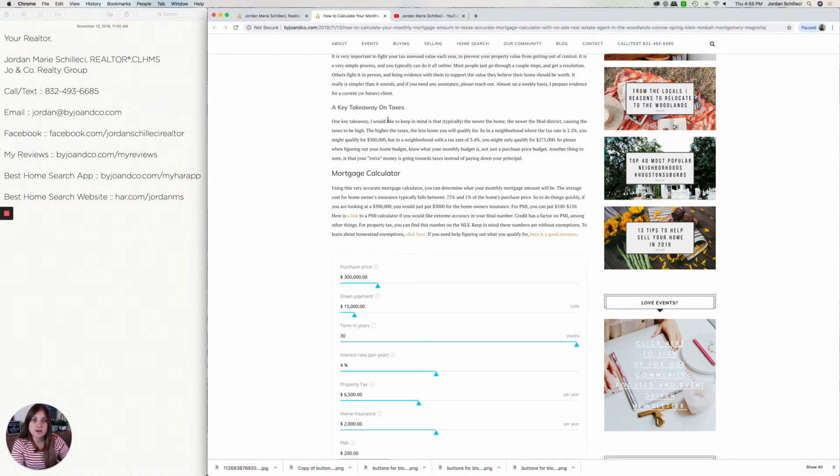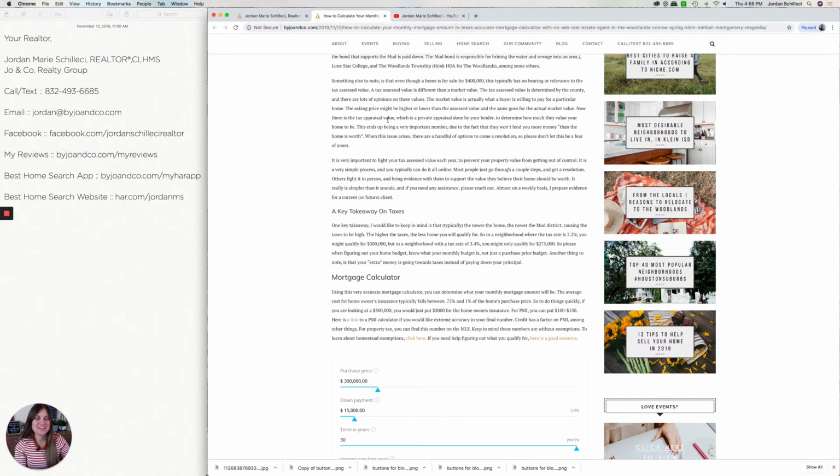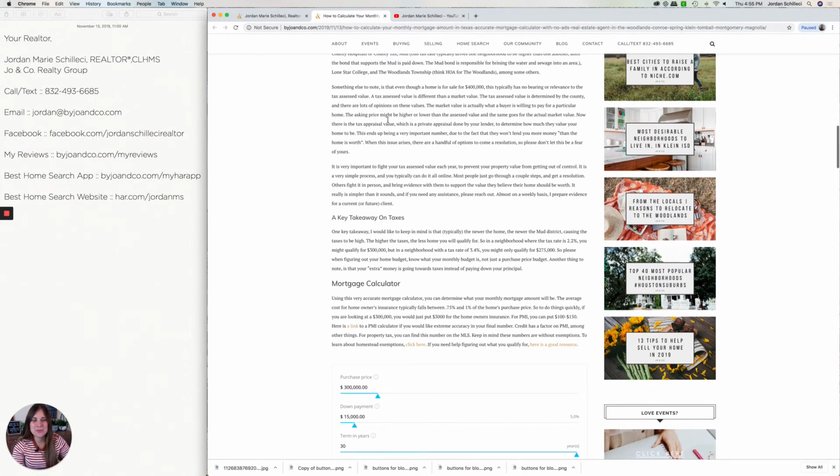So please, when figuring out your home budget, know what your monthly budget is, not just your purchase price budget. Another thing to note is that your extra money is going towards taxes in those newer homes instead of paying down your principal. So if you're thinking about saving money, you can still buy that less expensive home, but pay down your principal with that extra money by saving it, by not purchasing the higher tax rate home.